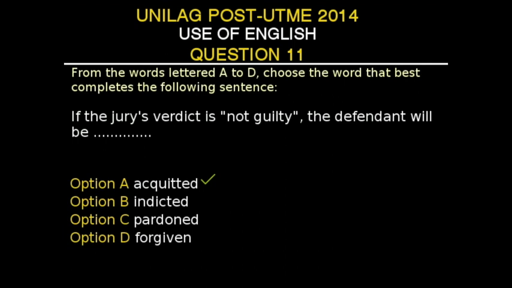So you can spend time reading up on lexics and structure and trying out as many practice sets as you can. As useful as speed is, sometimes you have to take your time to look at the options and don't just go with the options that seem most correct to you at first glance. Take your time, sometimes try it out by actually including the options into the sentence. Like in this case, you could go with the defendant will be acquitted, the defendant will be indicted, the defendant will be pardoned, and the defendant will be forgiven.